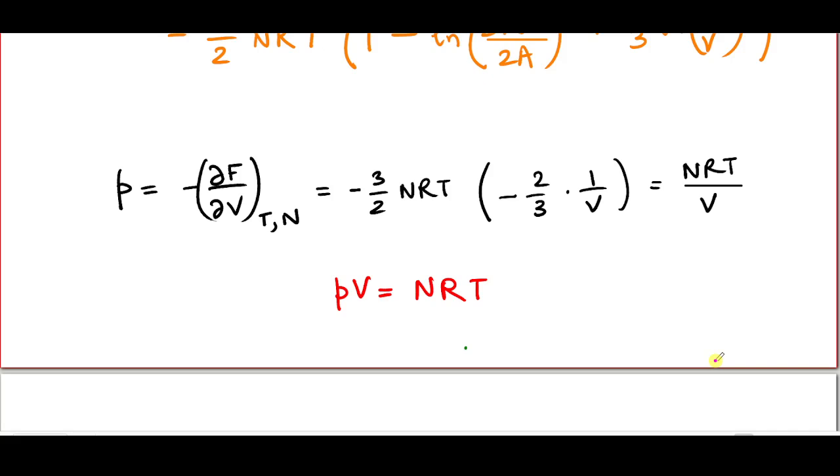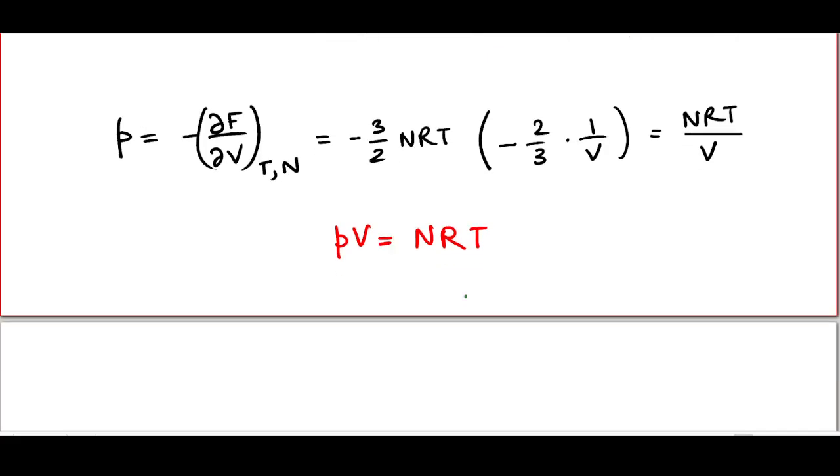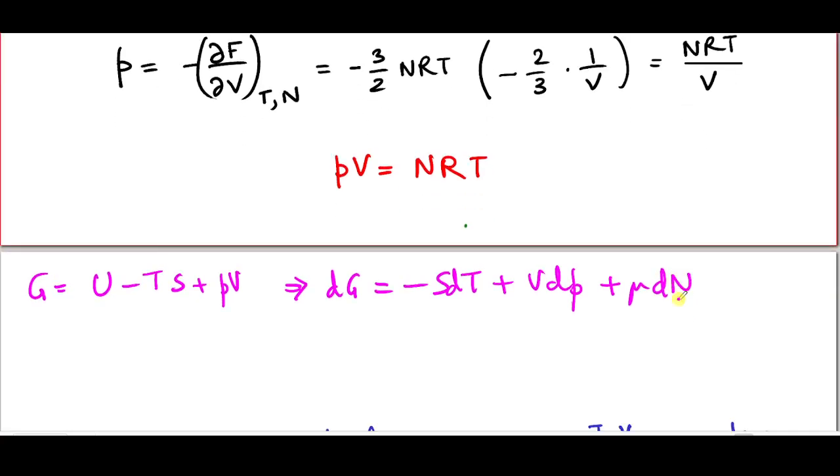Now, while you are at it, why don't you try to do the same thing with Gibbs free energy? Of course, you have to first figure out the appropriate partial derivatives to take, and that is pretty straightforward. Starting from G equals U minus TS plus PV, you should be able to immediately show that dG is minus SdT plus VdP plus mu dN. And then it's child's play to read off the partial derivatives that you need to take.